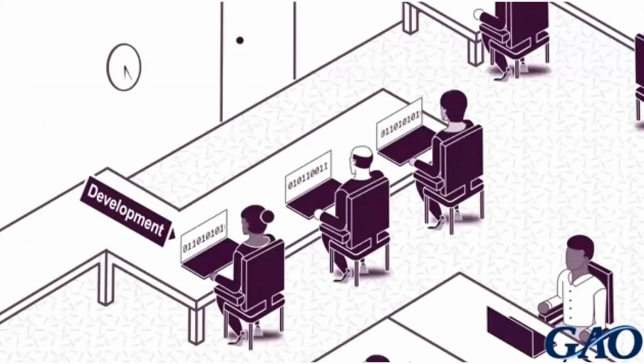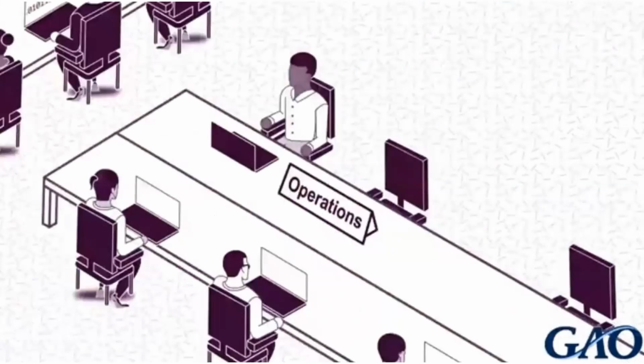Okay, so here, imagine a development team. The development team is writing the code. They're developing, and different developers are developing, or in other words, writing different kinds of code.